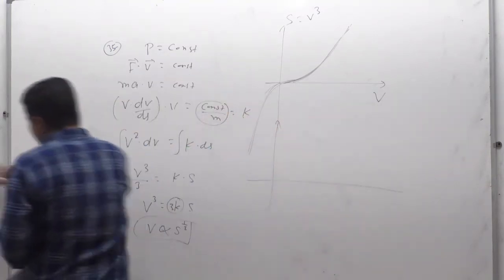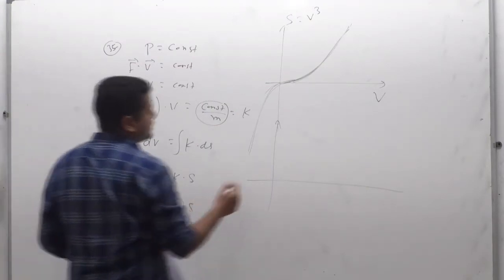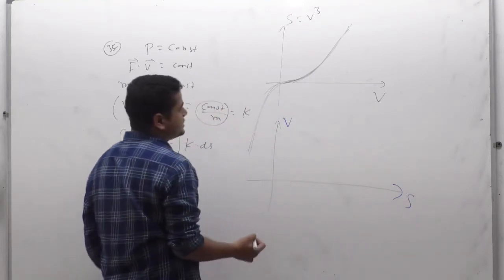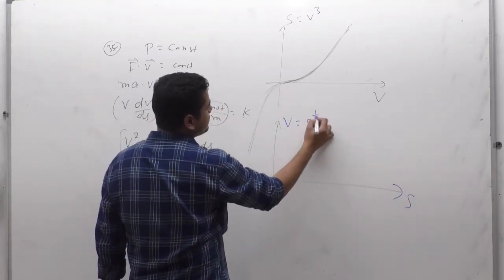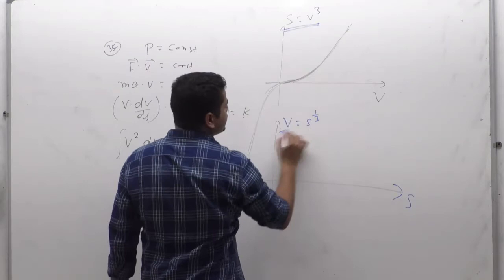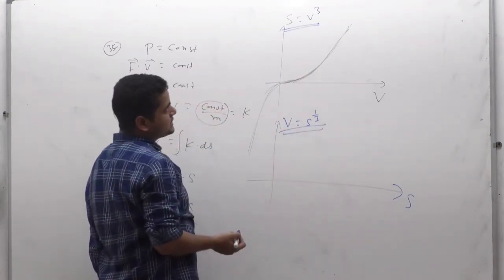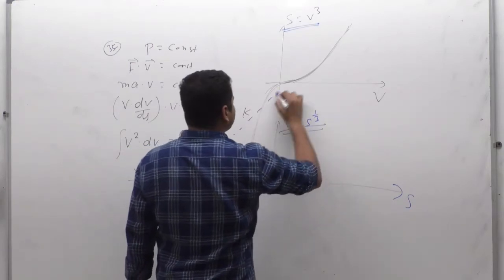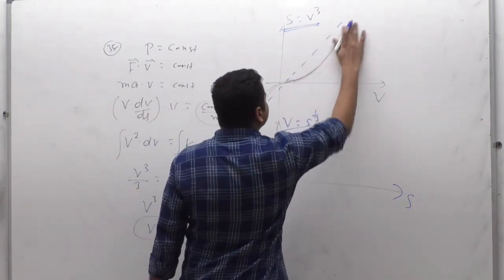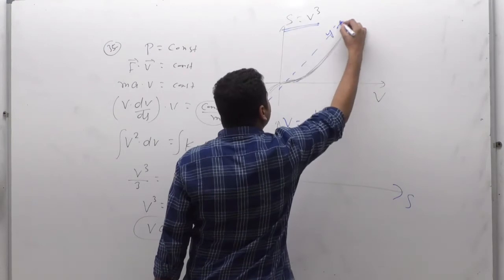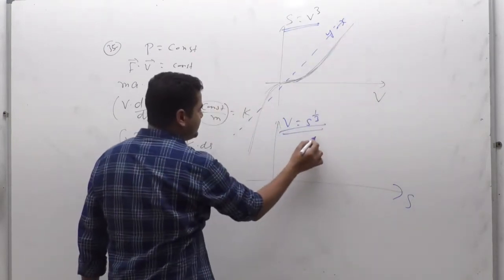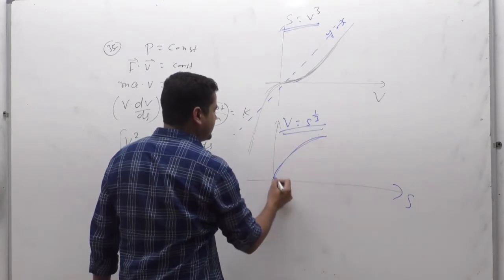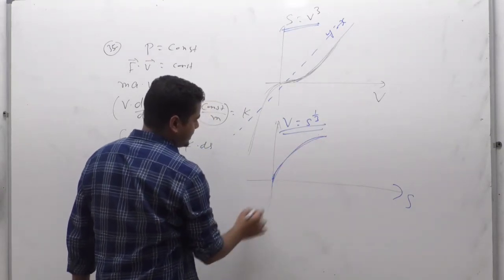We want to plot the graph of velocity on the y-axis and displacement on the x-axis. So velocity is what? S to the power 1 by 3. This one and that one are basically inverses of each other. And for an inverse function, we can simply take the mirror images across the y equal to x line. So the graph will become like this for that segment.